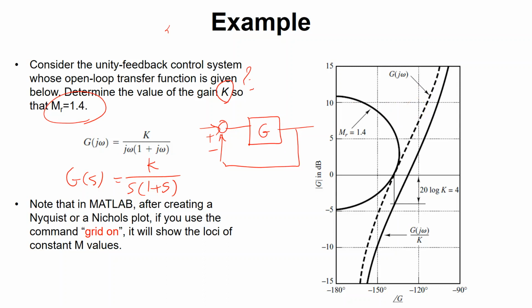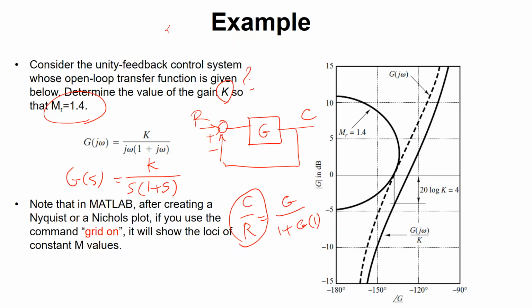But here it is asking about the peak value of the resonance, which is a property of not G, but of what? If I call this C and R, it is a property of C over R, which is G over 1 plus G times H, which is 1. So the magnitude of this transfer function versus omega should be plotted for the Bode plot.